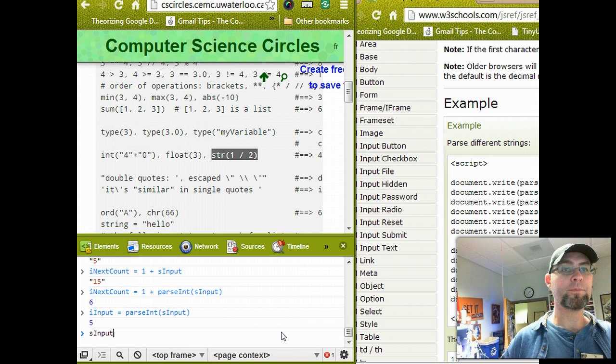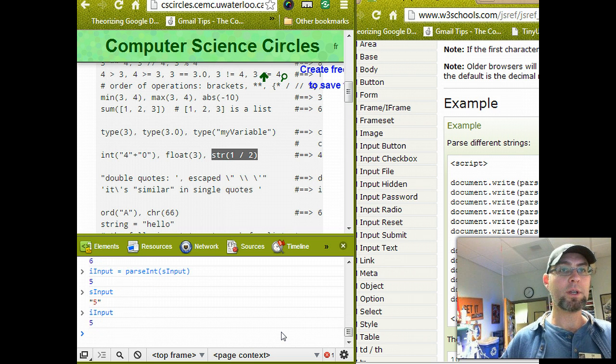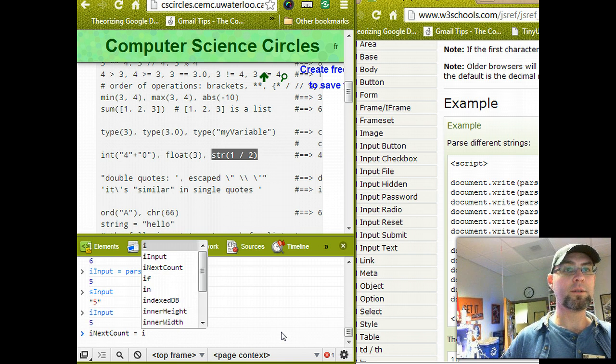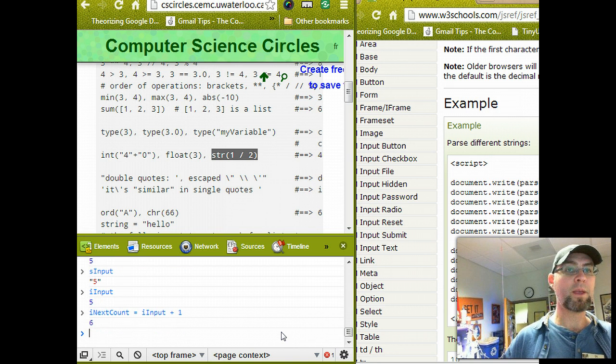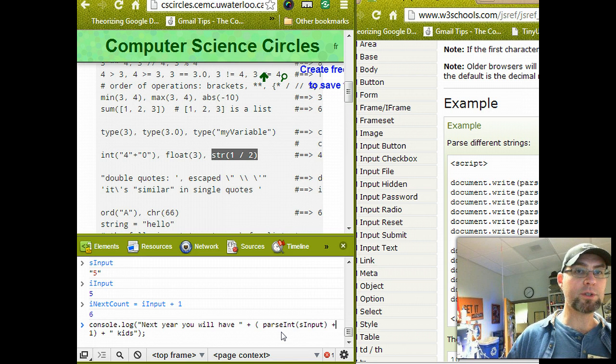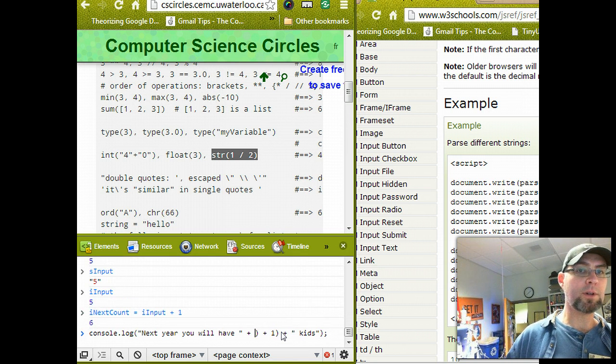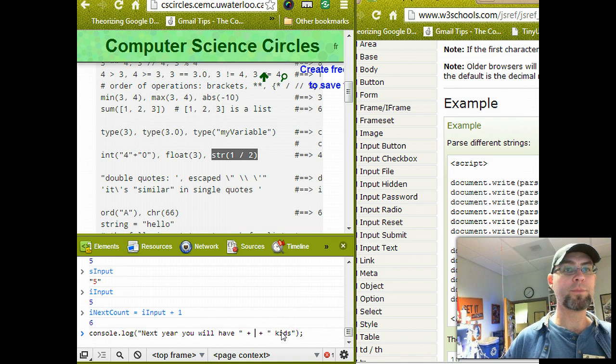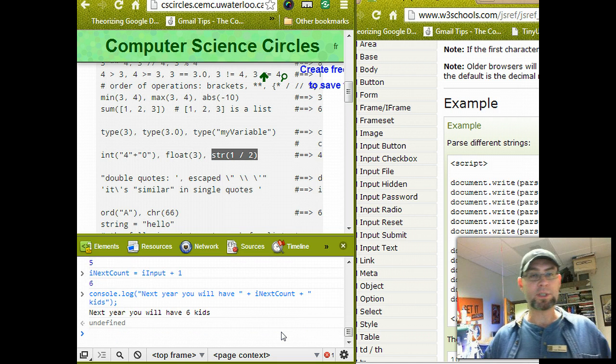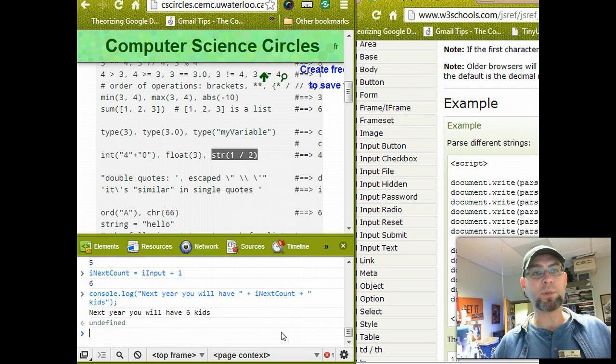So now s input is 5 as a string, I input is 5 as an integer, and then we say I next count equals I input plus 1, and now we have 6. Then we can go back to our prompt, our console, and say next year you will have, get rid of all that math, you don't want to do that math in there, and put I next count. So next year you'll have 6 kids. That's a kind of laborious way of doing it, but it's the clean way to do it.